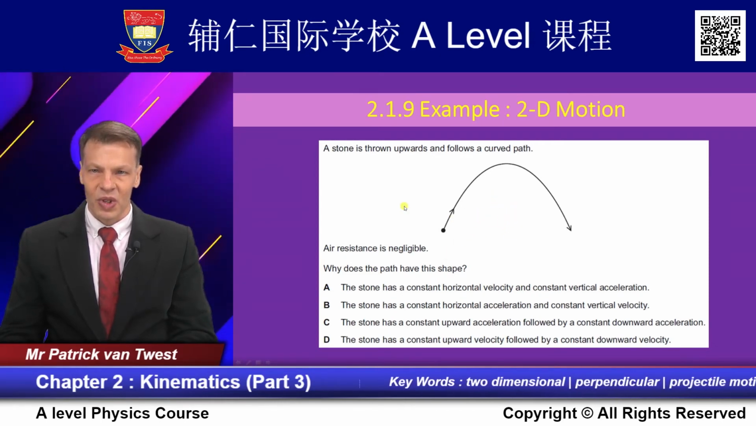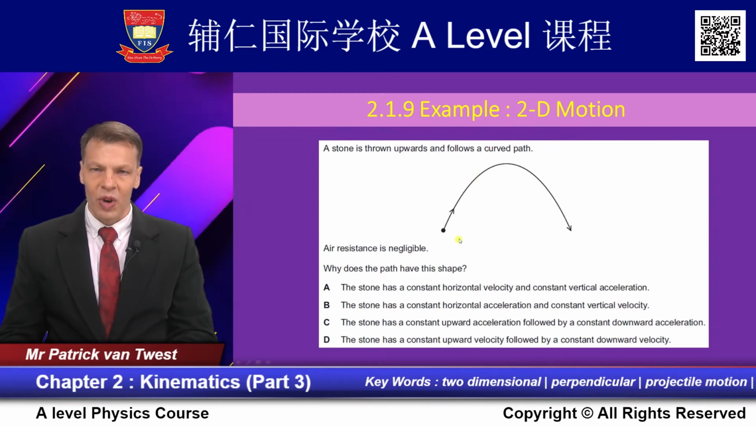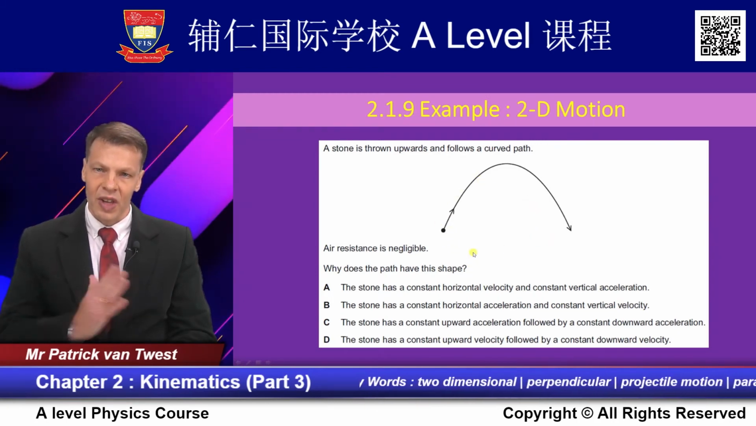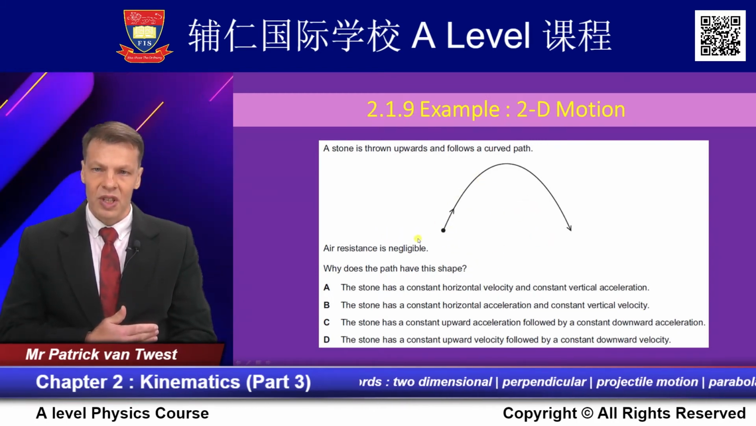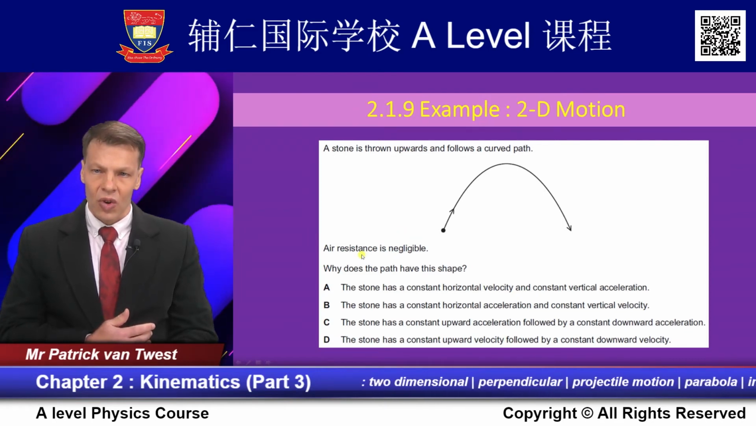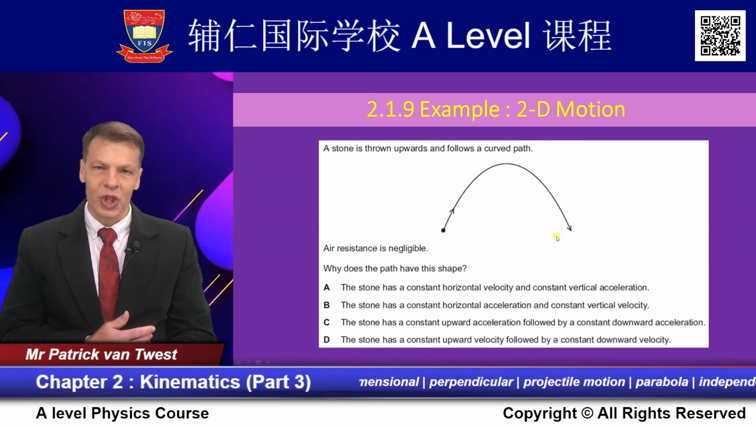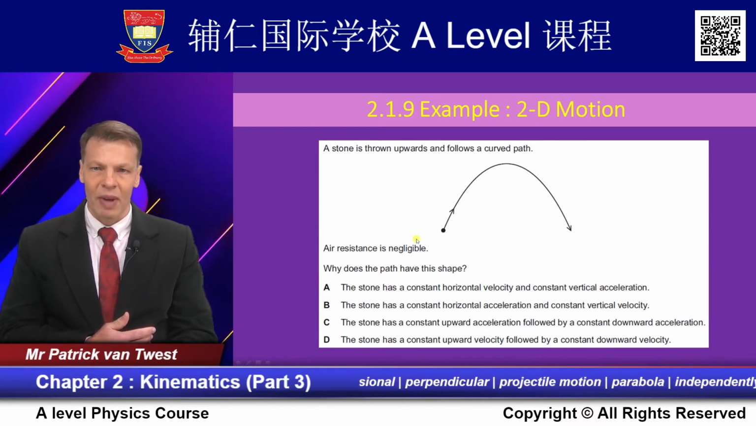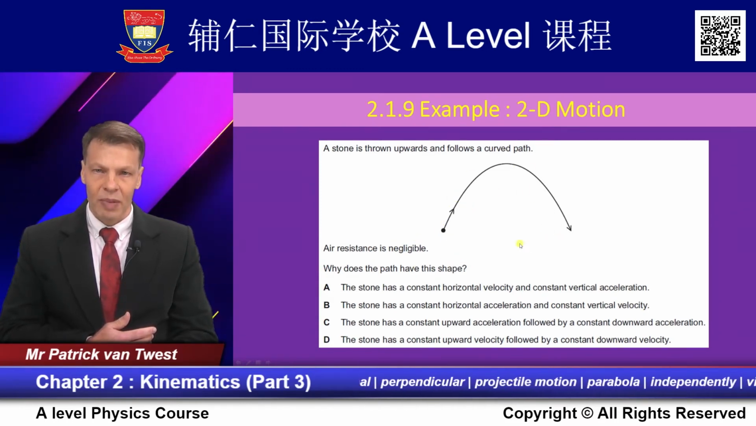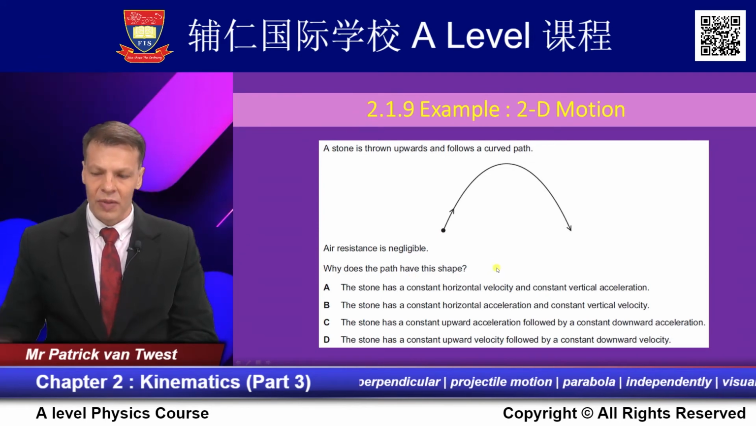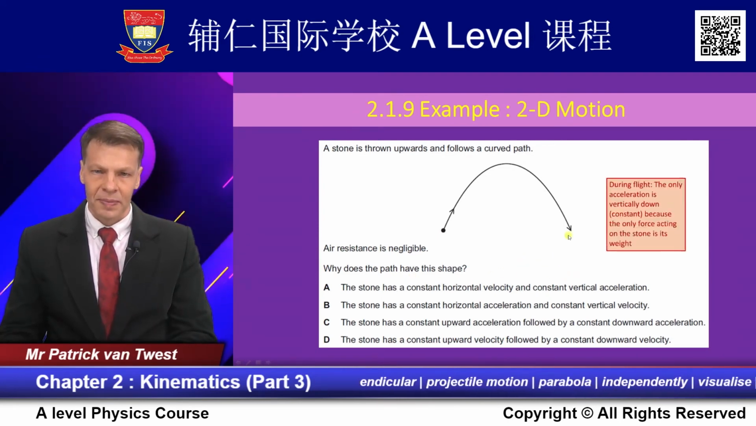Okay, here we go. So a stone is thrown upward and follows a curved path, as we see there in that picture. Air resistance is negligible, that's important. So why does the path have this shape? And do you remember what we call the shape? That's right, it's a parabola. Okay, why does it have a shape like this? Which one of these answers would you go for?